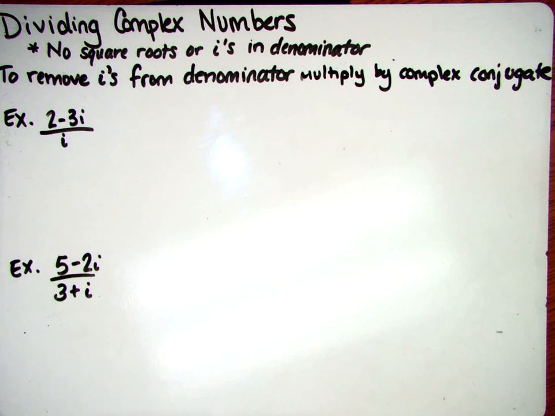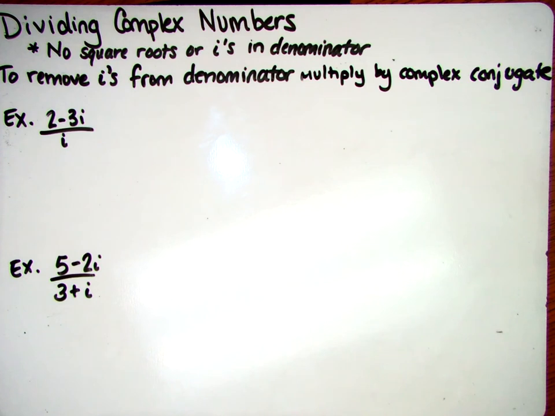Hey guys, I want to review dividing complex numbers. When expressions are in their simplest form, there should not be any square roots or i's in your denominator. If there are, you need to get them out before it's actually in simplest form. Now, to remove i's from our denominator, we have to multiply by the complex conjugate.